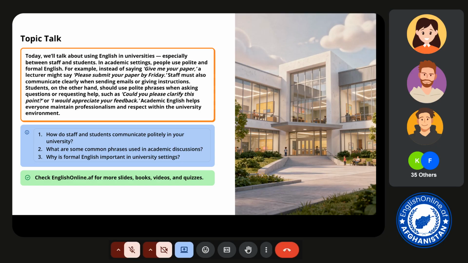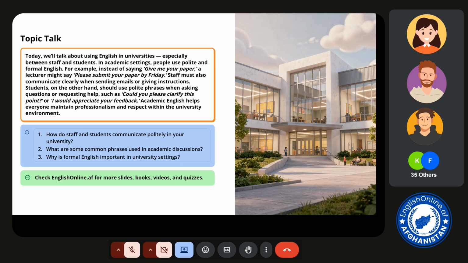Students, on the other hand, should use polite phrases when asking questions or requesting help, such as, could you please clarify this point, or I would appreciate your feedback. Academic English helps everyone maintain professionalism and respect within the university environment.